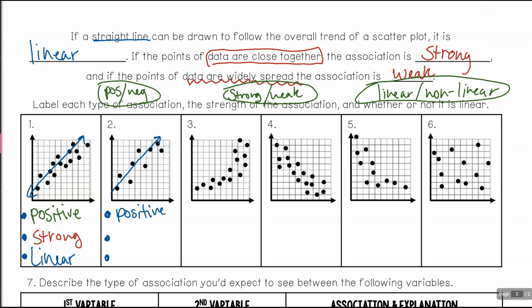But what I notice about this one compared to the first one is there's less dots and they're not as close together. I'd say they're more widely spread. So I'm going to go ahead and say a weak association here. And the reason for that, again, is there aren't as many that are close together, right? They aren't as close together. So that's weak, but it's still linear in shape because I can still draw that straight line that follows the overall trend of the scatter plot, okay?